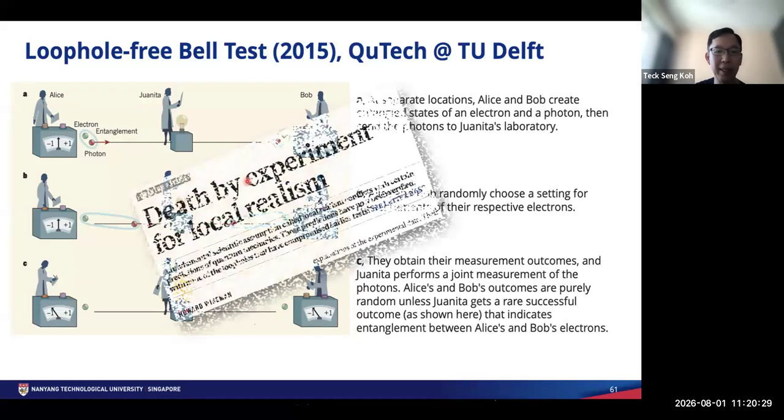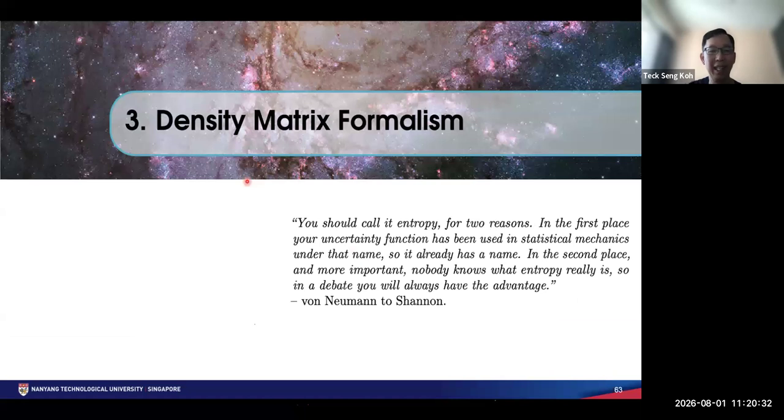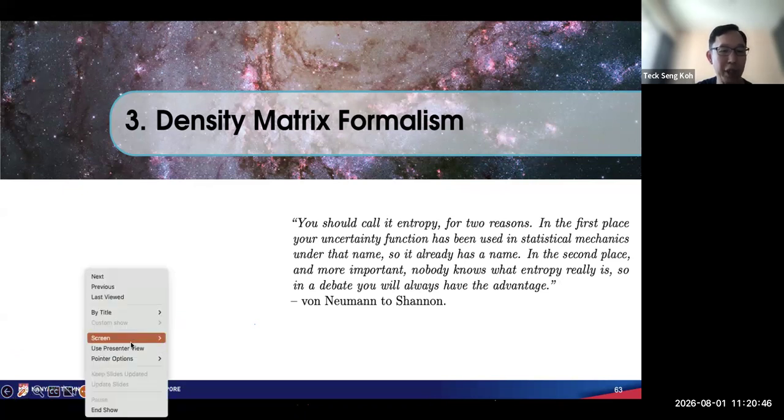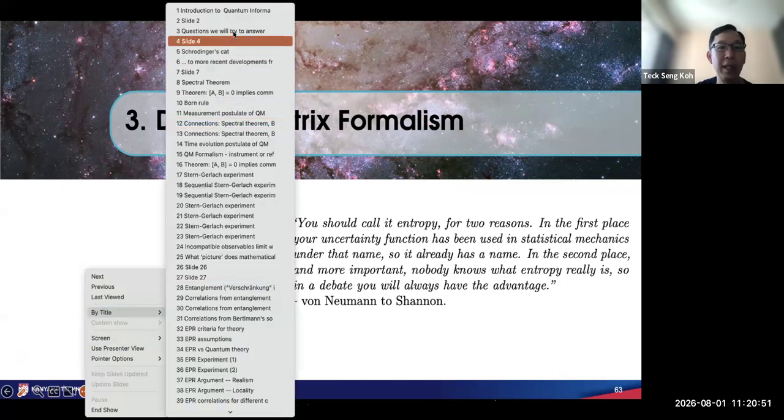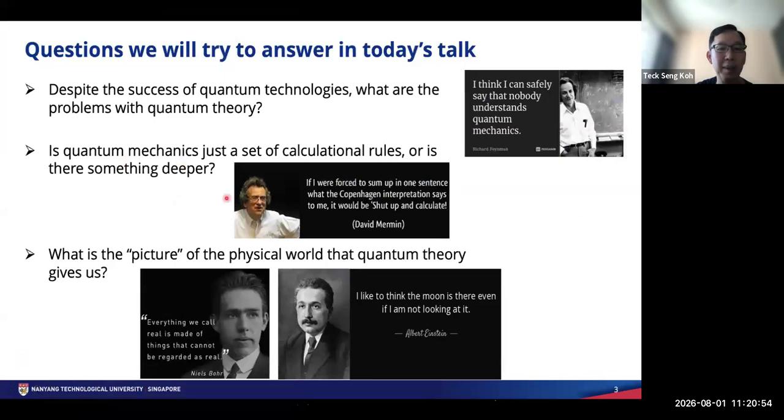I'll skip these as well. We haven't finished all the questions. We have tried to answer some questions. I will try to go back and help you recall what questions. Give me a second. All right. So what is this picture of the physical world? I think we have had some idea from Bell's theorem. But is there something deeper, because we haven't resolved the Schrodinger's cat problem?